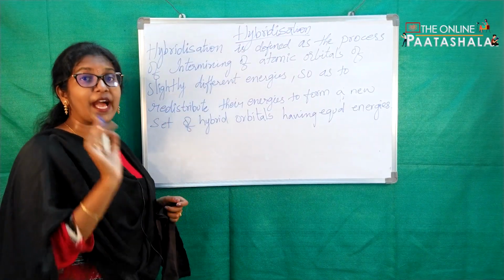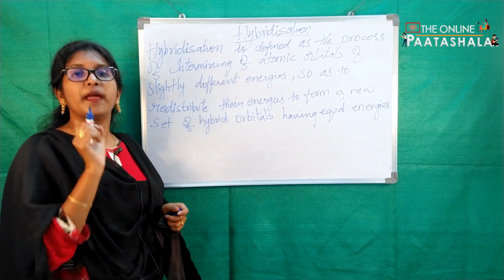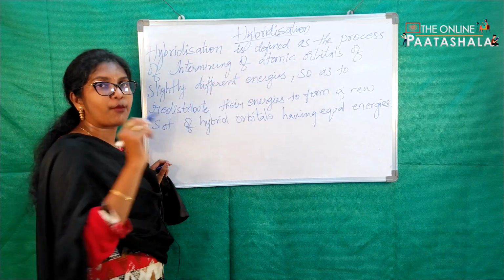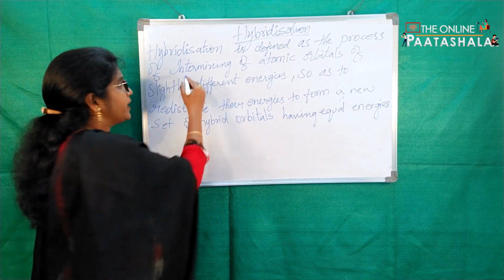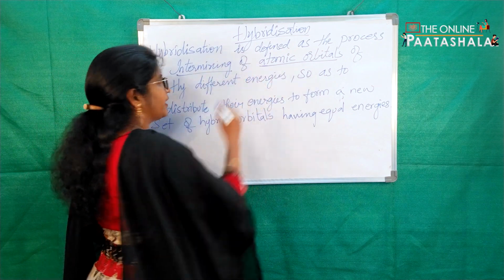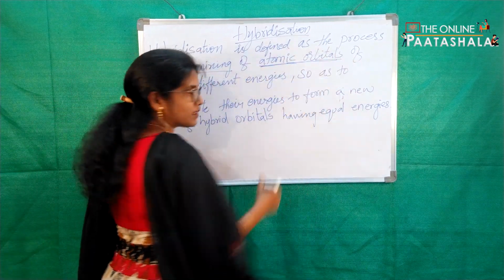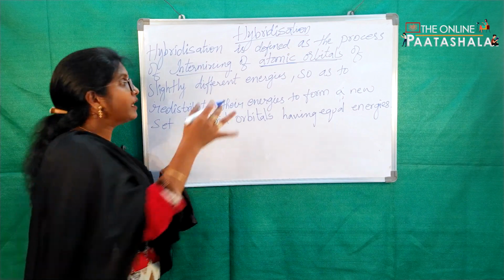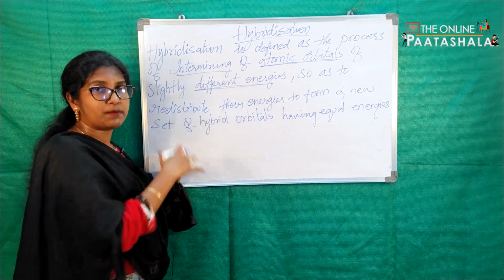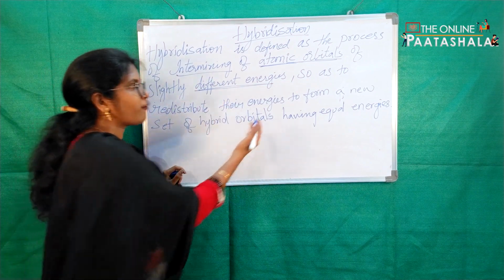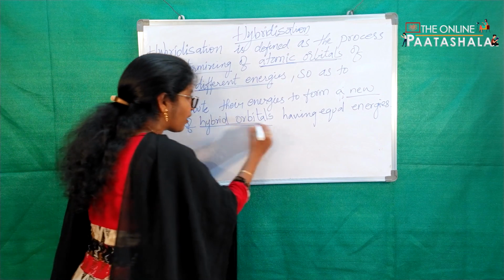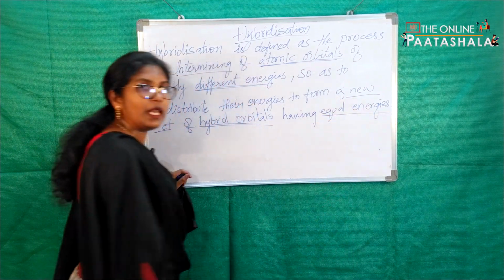This is the definition of hybridization. This is the most important definition. Hybridization is defined as the process of intermixing of atomic orbitals of slightly different energies. That means the atomic orbitals which are intermixing will have slightly different energies, and after intermixing these atomic orbitals you will form a new set of hybrid orbitals, and these hybrid orbitals will have equal energies.